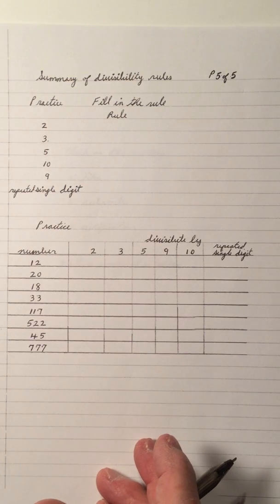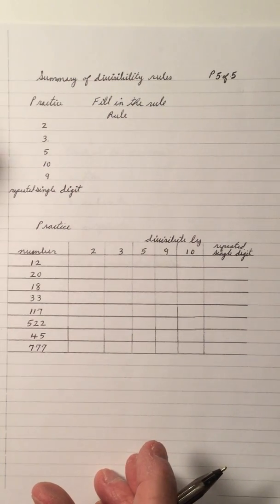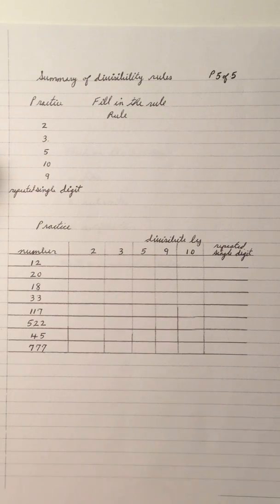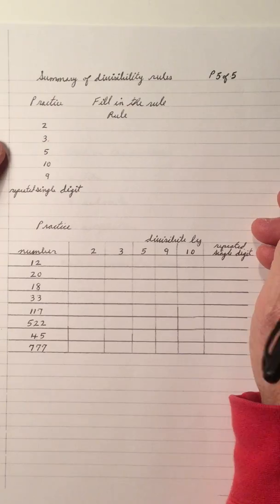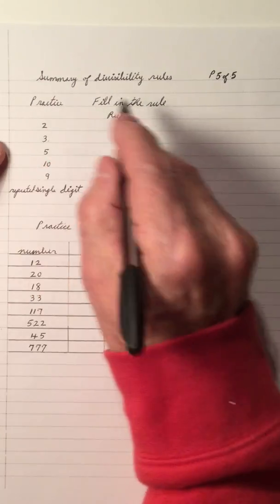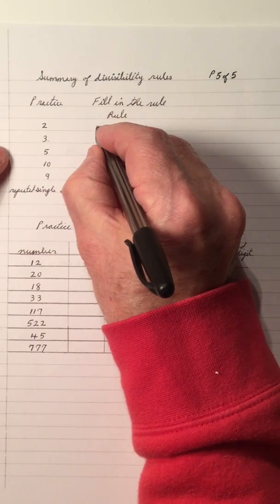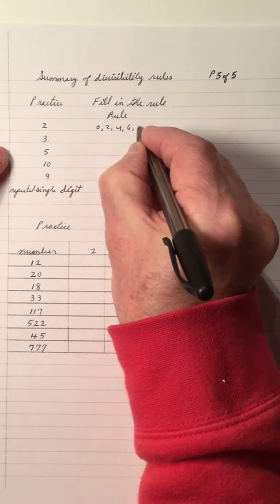To summarize the divisibility rules, divisibility rules are important when we go to the topic of factoring later on, which is you have to know how to pick out the factors. So important to know these. So how do you know a number is divisible by 2? Because it ends in 0, 2, 4, 6, or 8.